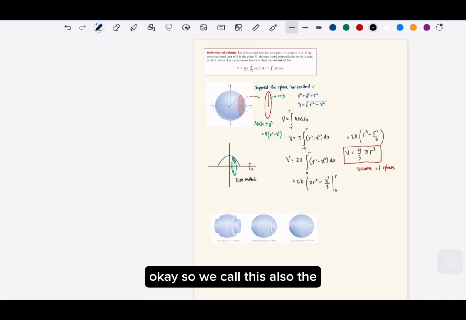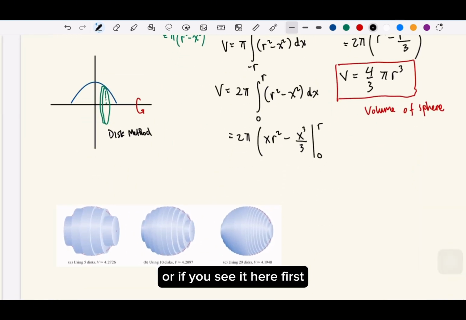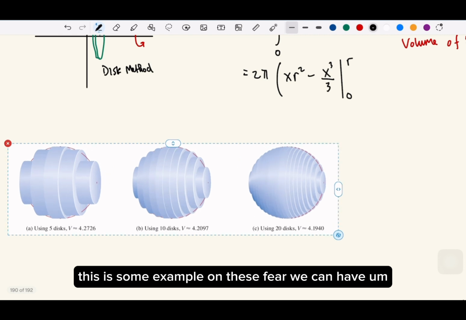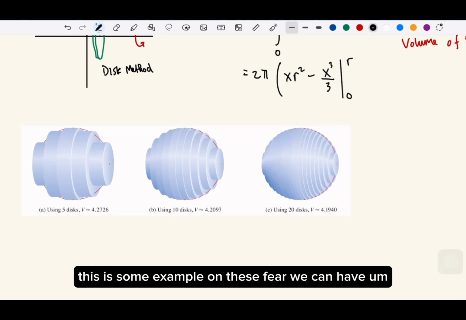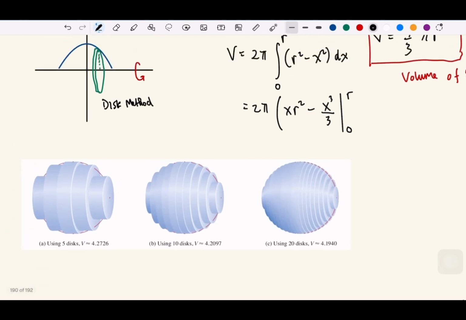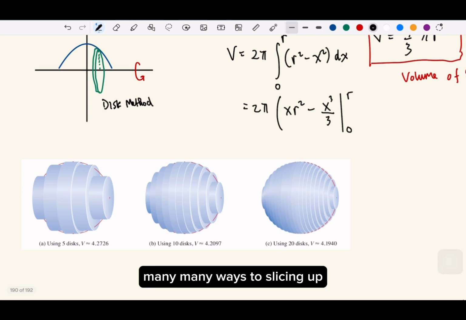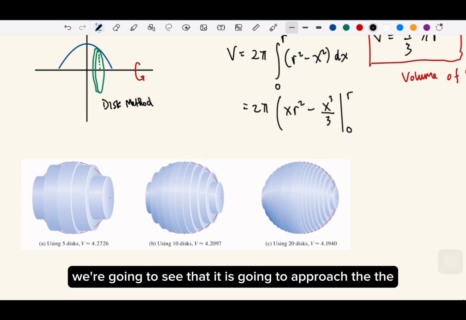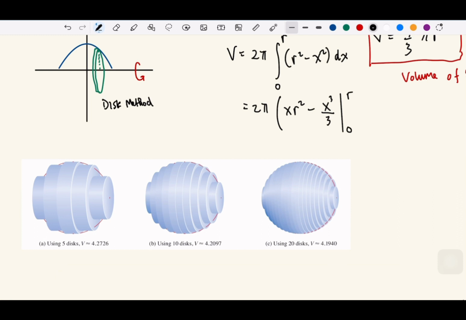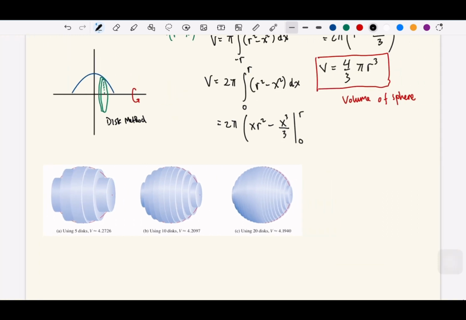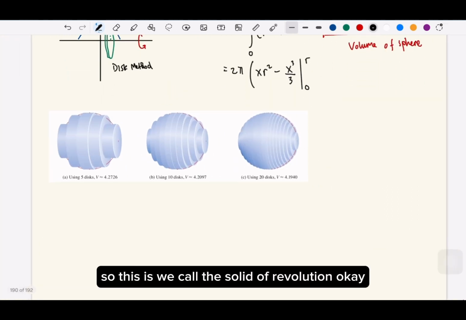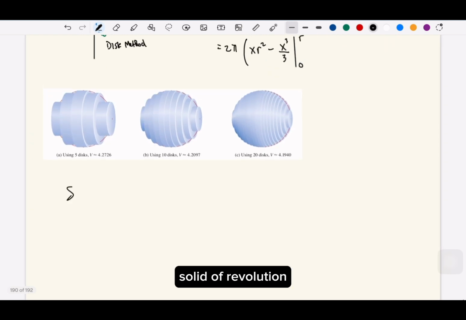Okay, if you see it here first, this is an example on the sphere. We have many ways of slicing up, but if we increase the number of slabs or circles, we are going to see that it approaches the exact value that we want to find. So this is what we call the solid of revolution.